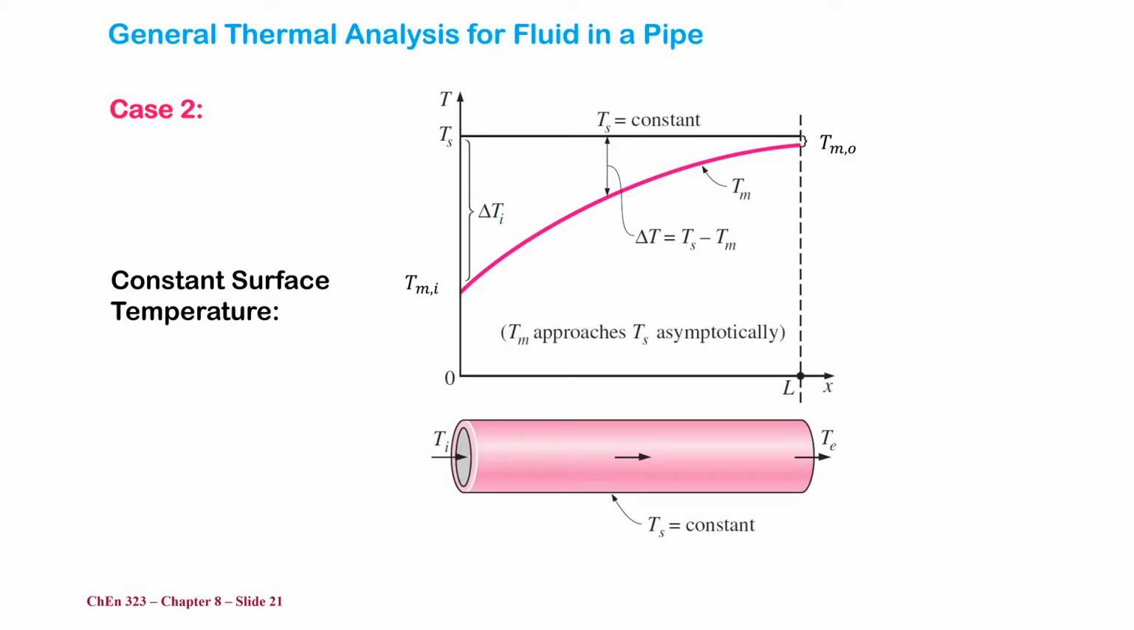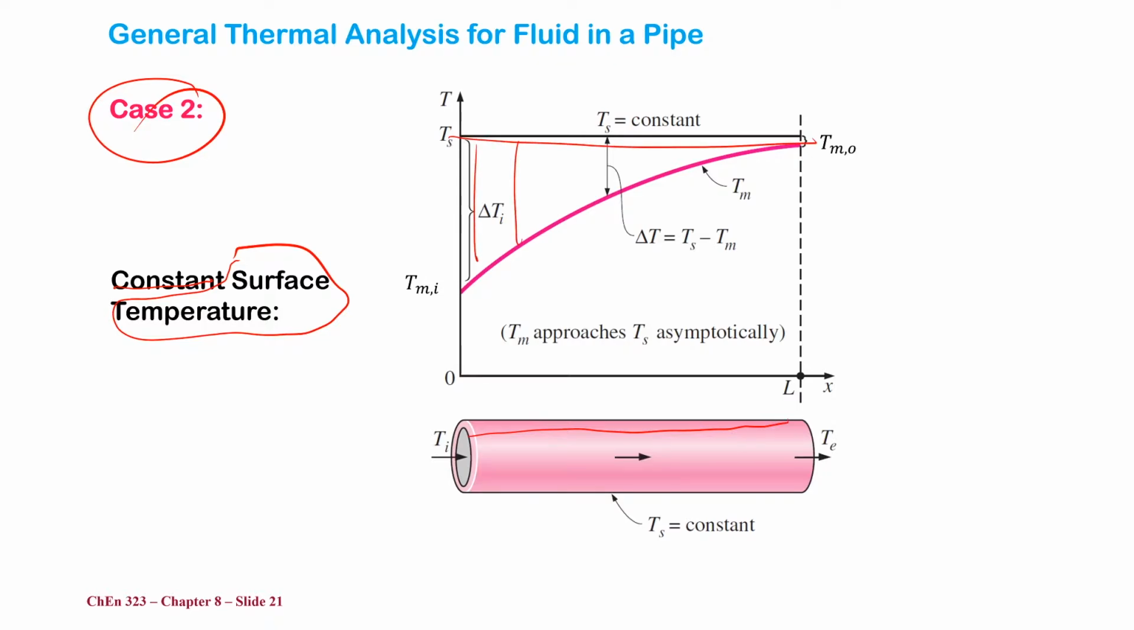So what happens if you have constant surface temperature instead of a constant heat flux? What happens if the surface temperature of the pipe is constant? So it is constant everywhere. That means this delta T is gradually decreasing as the fluid is heating up. Let's say this is a cold fluid and this is a hot pipe. So the temperature will gradually decrease and eventually they may even merge. So that means the delta T is getting smaller and smaller.